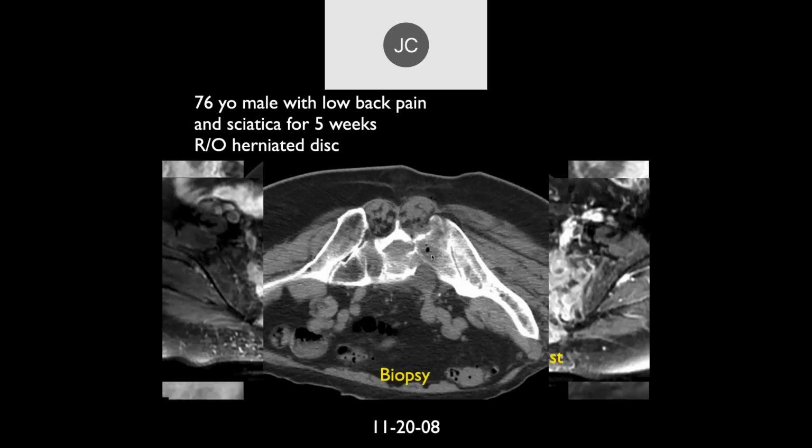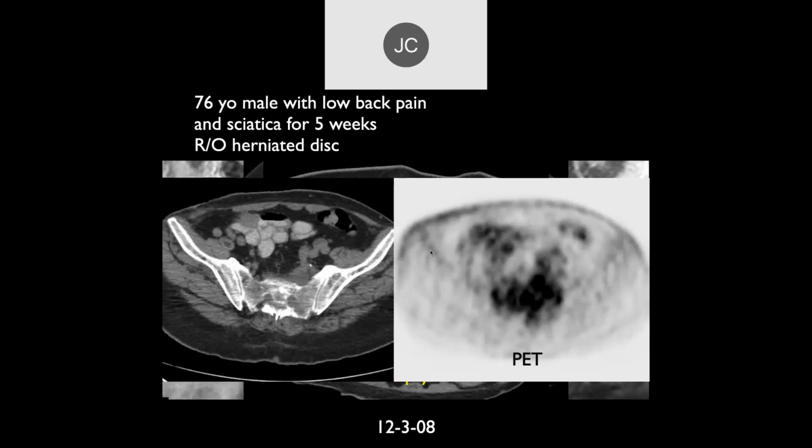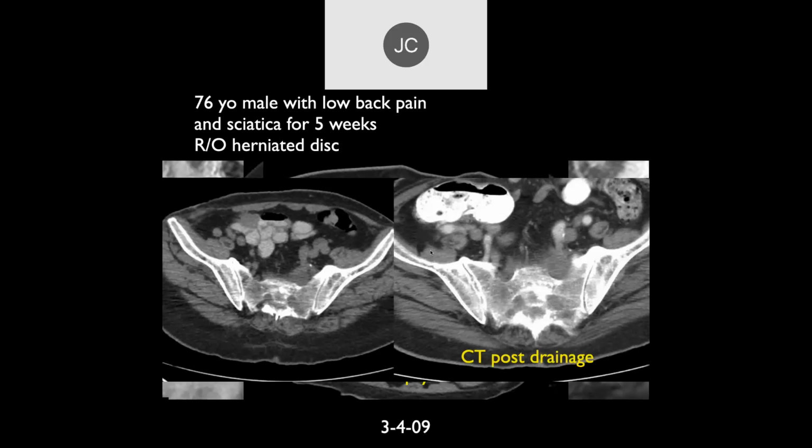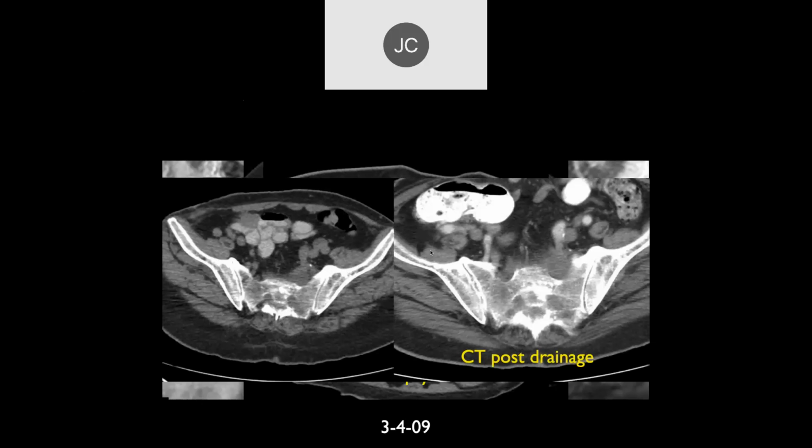So they did a biopsy here. Here's the PET. CT post drainage. And this turned out to be Staph aureus osteomyelitis.